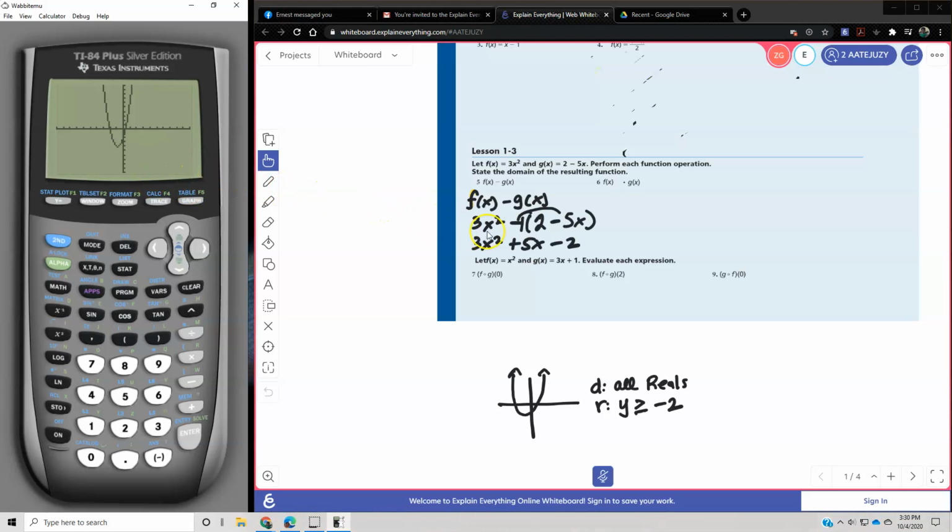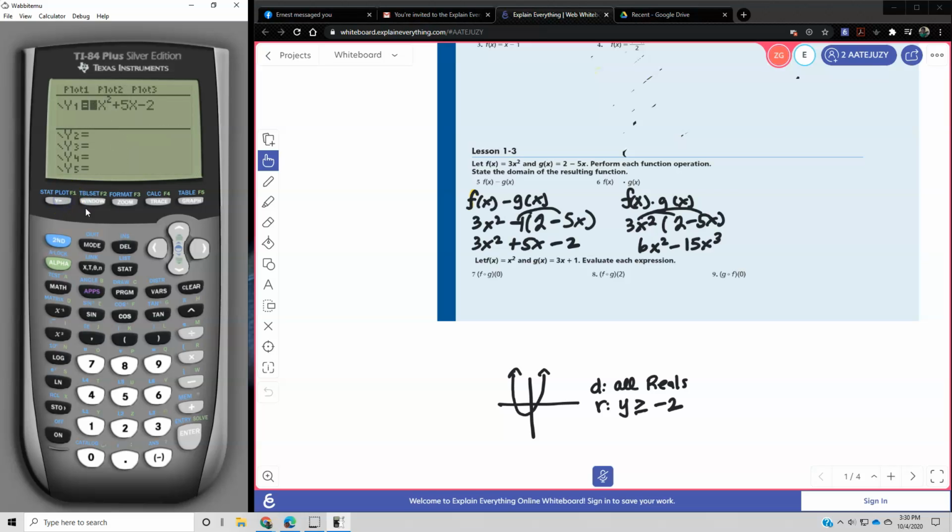So now we're going to go ahead and do number 6. And number 6, we have f of x times g of x. So we have 3x squared times 2 minus 5x. So it's going to be 3x squared times 2, which is 6x squared. 3x squared times negative 5x gives you negative 15x cubed.